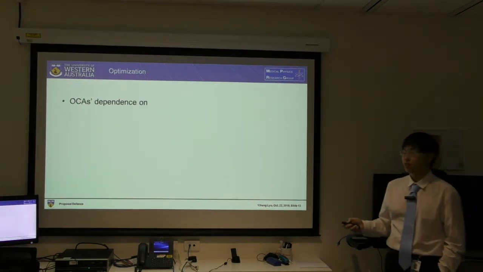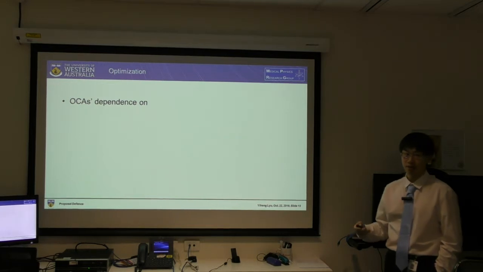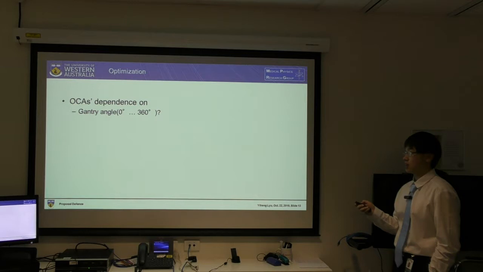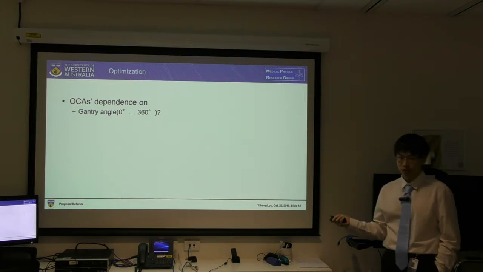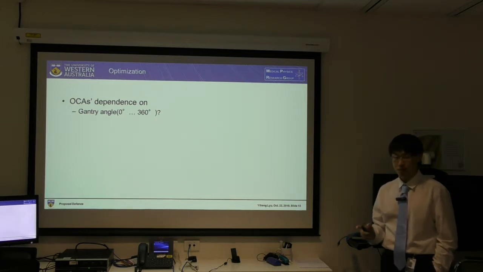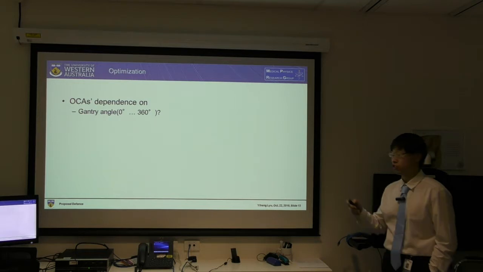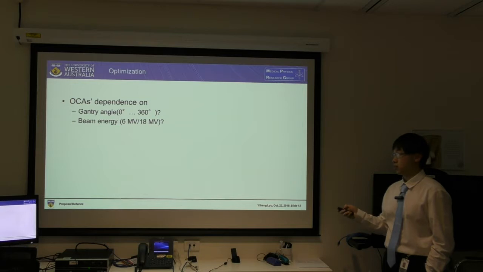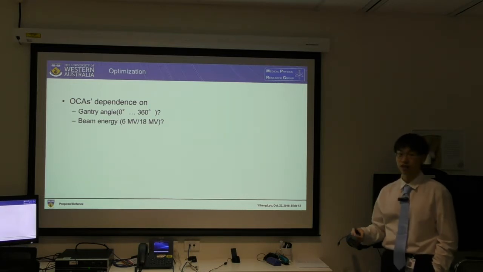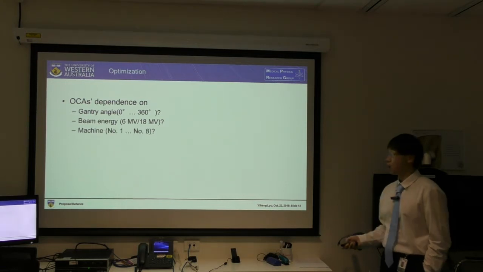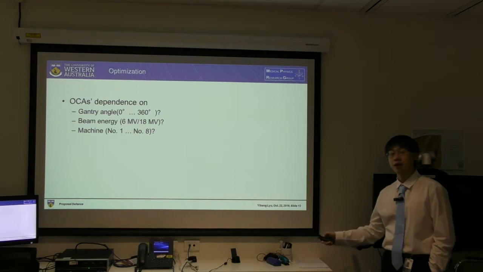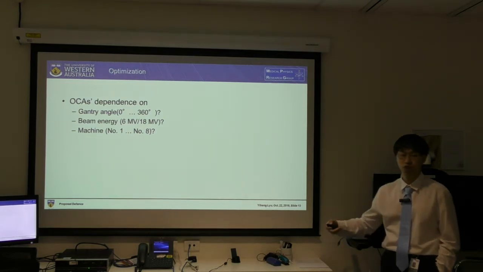Next, after finding the OCA and their radius, I'm going to find the OCA's dependence on the gantry angle. We use the same beam energy on the same Linac, change the gantry angle, and see how the OCA changes. Also the OCA's dependence on beam energy: same gantry angle, same Linac, how the OCA changes between beam energies. And the OCA's dependence on machine: same gantry angle, same beam energy, how the OCA changes between machines.